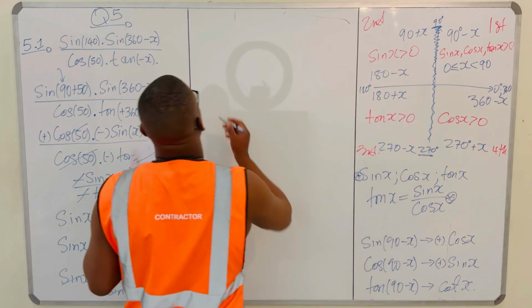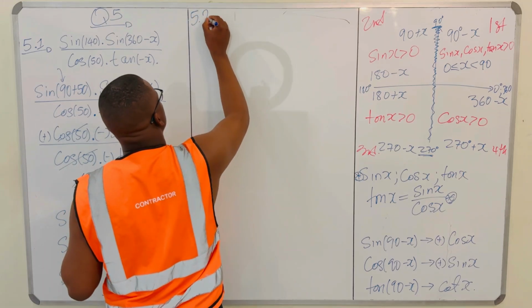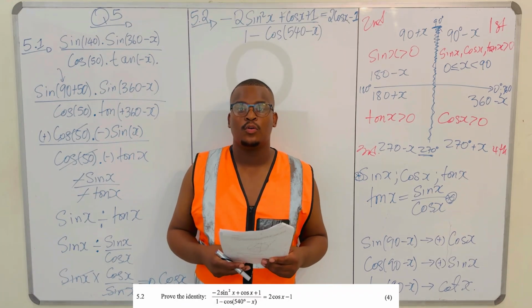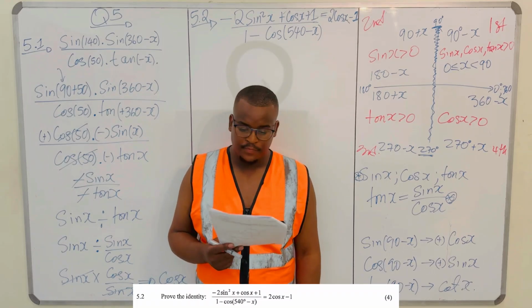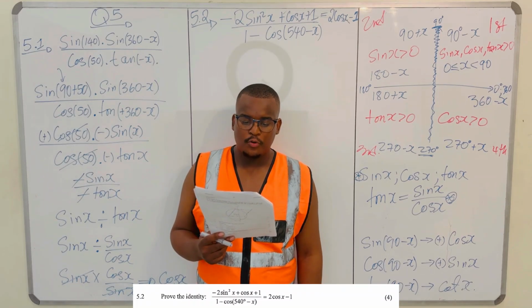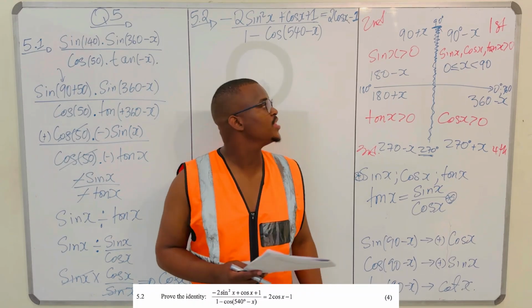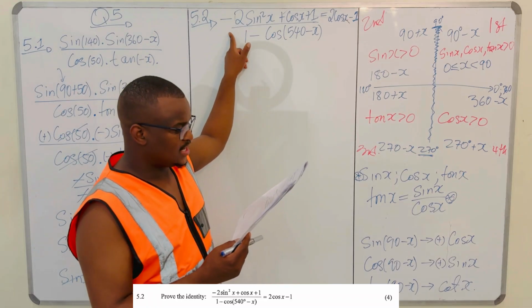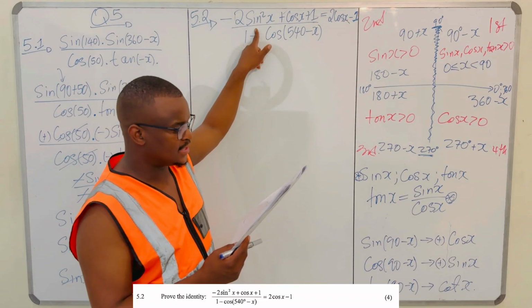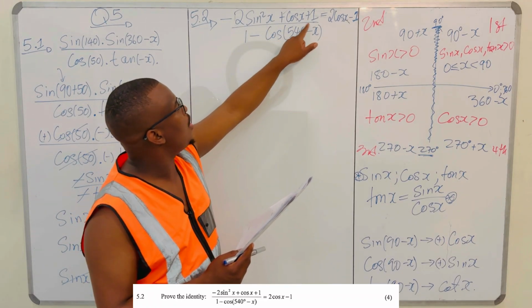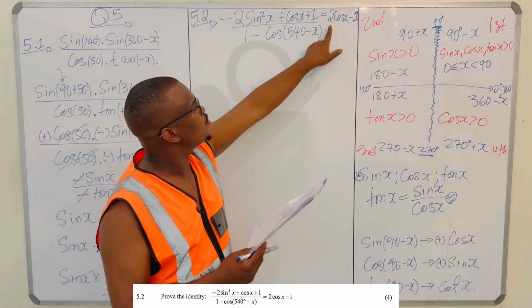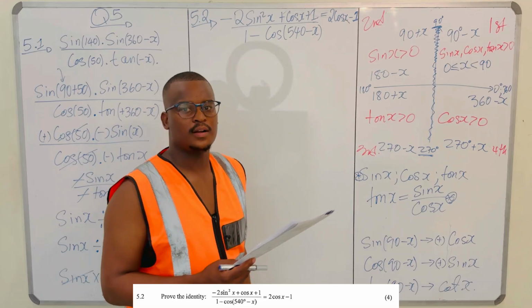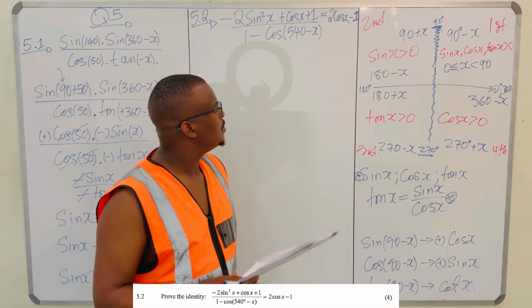Now we're going to the next one, which is 5.2. Okay, so now we're given this thing here. So what are they saying? They are saying, prove the identity at 5.2. They wanted to prove this identity: negative 2 sine squared x plus cos x plus 1, all over 1 minus cos of (540 minus x), is equal to 2 cos x minus 1. That's what they wanted to prove.